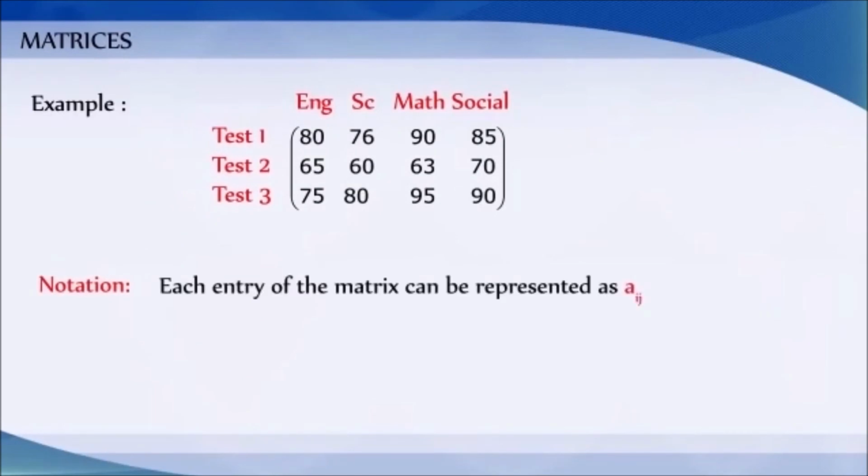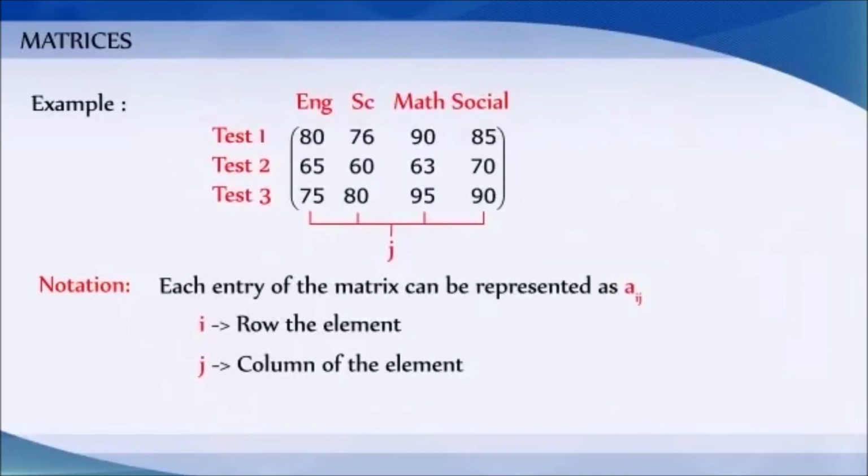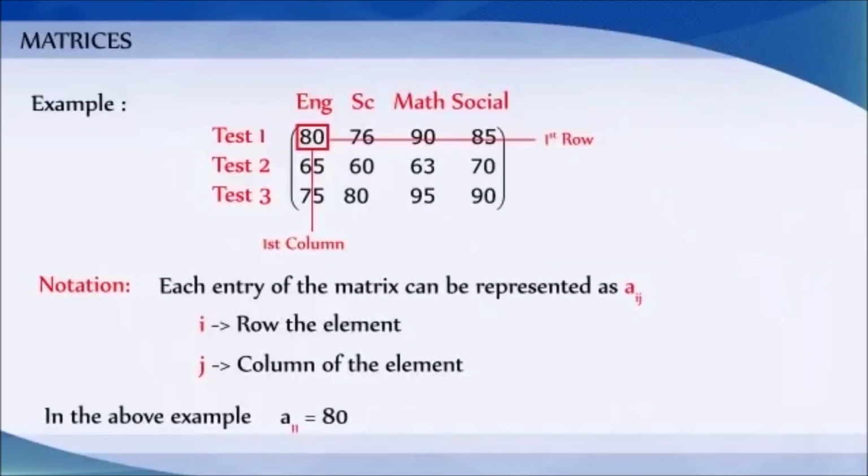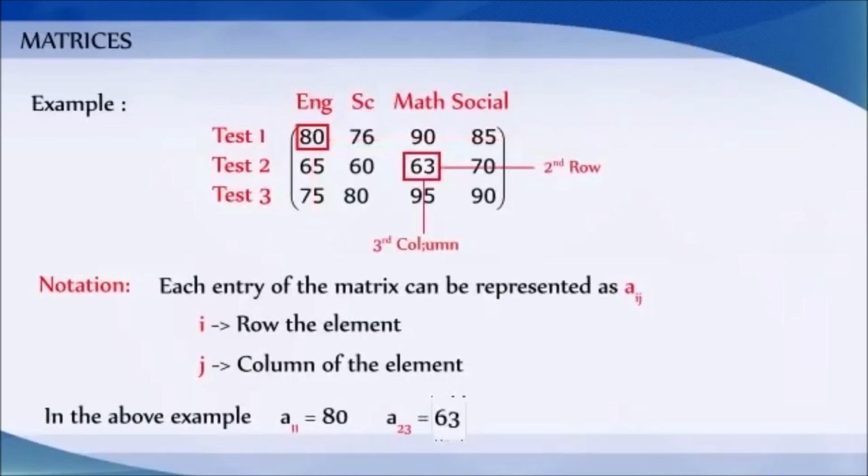Notation. Each entry of the matrix can be represented as Aij, where i represents the row the element belongs to and j represents the column of the element. In the given example, A11 is equal to 80, A23 is equal to 63, A32 is equal to 80, etc.